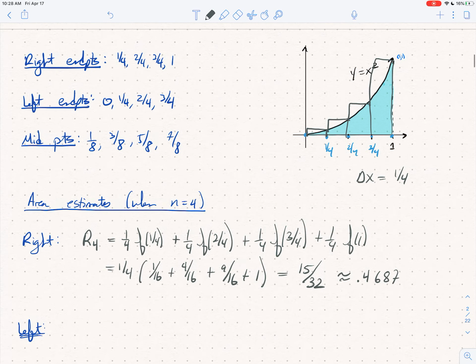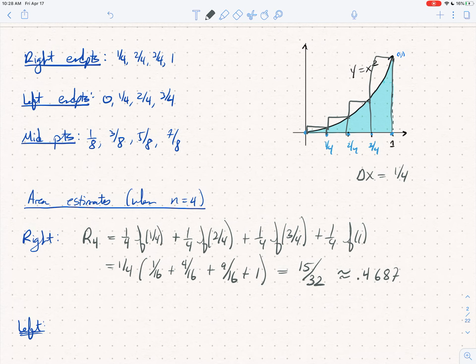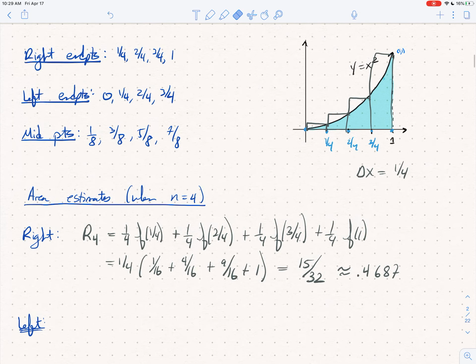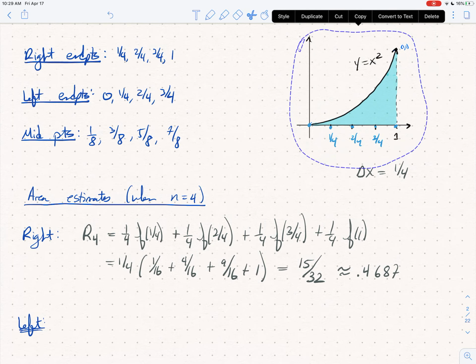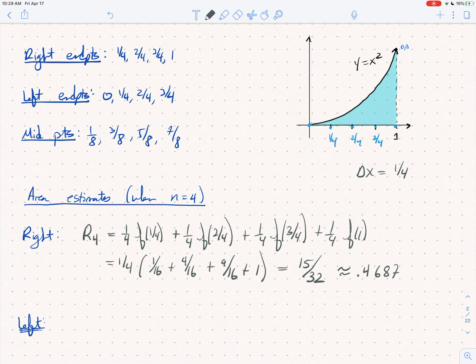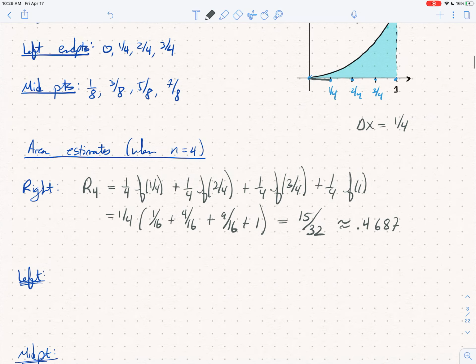Now let's go through and estimate with the left endpoints. So I'm going to erase this picture, and then we'll do it again now with left endpoints. Okay, so left endpoints, you're going to plug 0 in, and when you plug in 0, you actually get out 0. So again, left endpoints, we're going to write L sub 4 for the area estimate with 4 endpoints, and we're going to get 1/4 times f of the left endpoint, which is 0. That's this first rectangle right here.